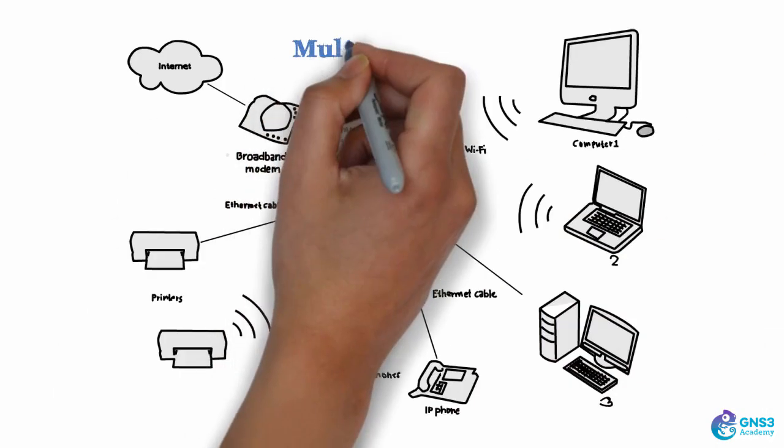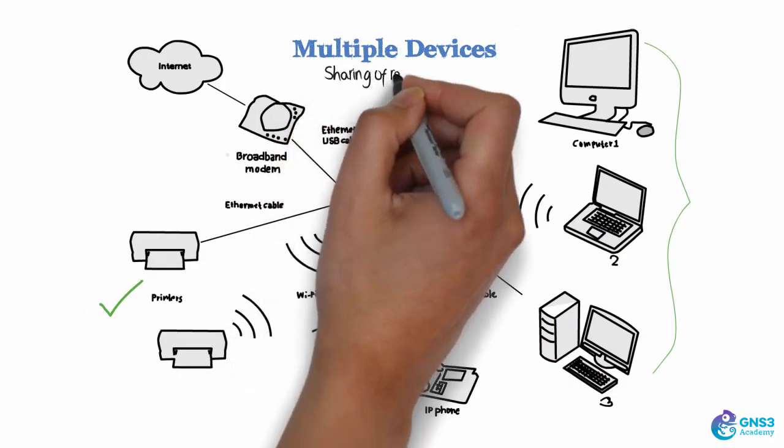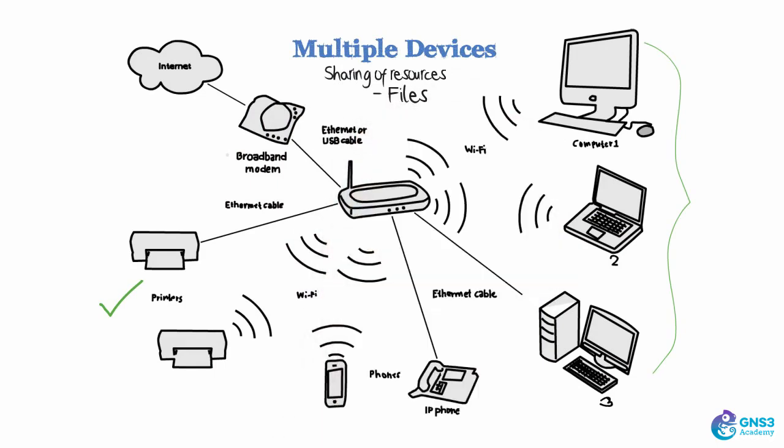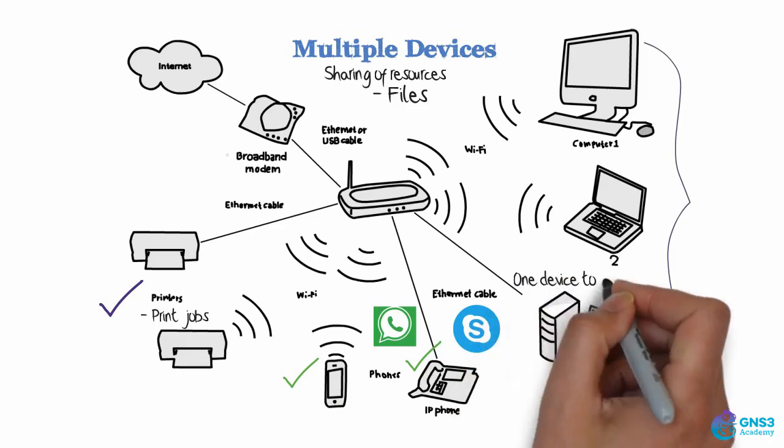Networks essentially allow for the sharing of resources such as files between computers or printers. So this printer could accept print jobs from multiple PCs or even a phone. These days, networks allow us to make voice calls using applications such as WhatsApp and Skype. They are essentially the plumbing allowing you to connect one device to another.